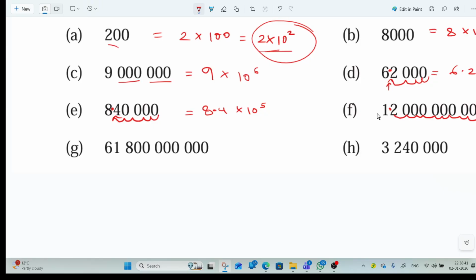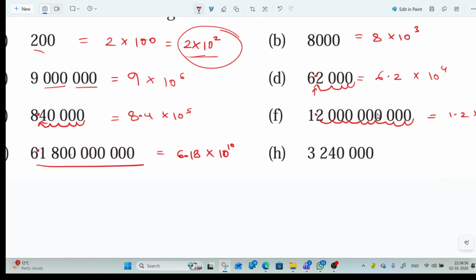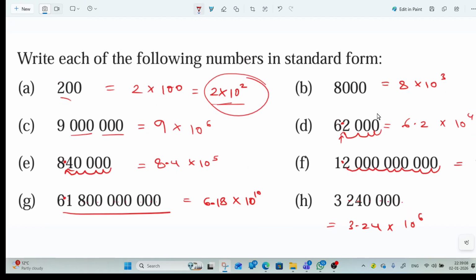Here, if you put the decimal here, you need to count all these numbers after the decimal: 1, 2, 3, 4, 5, 6, 7, 8, 9, 10. So this is 6.18 times 10 to the power 10. Again, this one, you will write 3.24 times 1, 2, 3, 4, 5, 6. There are 6 digits, so you will write 3.24 times 10 to the power 6. Is this clear? That's how we convert it into standard form.